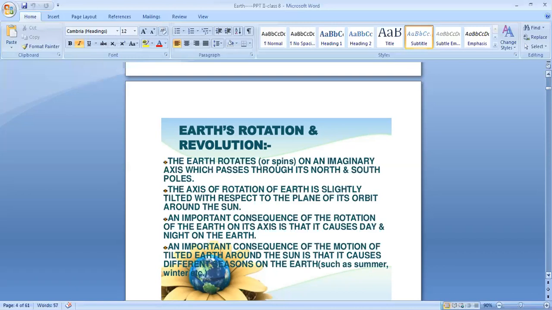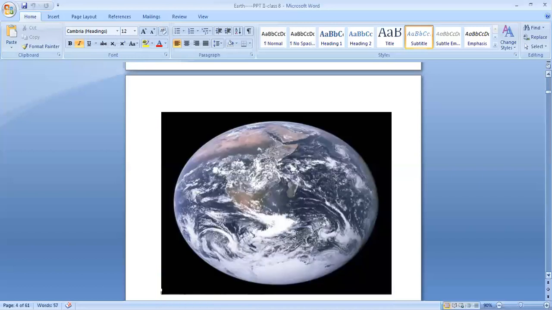An important consequence of the motion of tilted Earth around the Sun is that it causes different seasons on the Earth. The Earth is revolving around the Sun. It gives different seasons like summer, winter, rainy season. Why are we getting different seasons? It depends upon the distance between Sun and the Earth. Suppose Earth is very close to the Sun, we may get summer season. Suppose it's very far from the Sun, we may get winter season. Like that, we are getting different seasons. This is Earth.